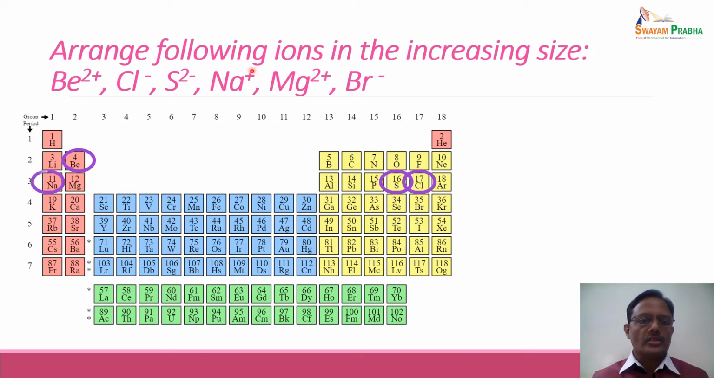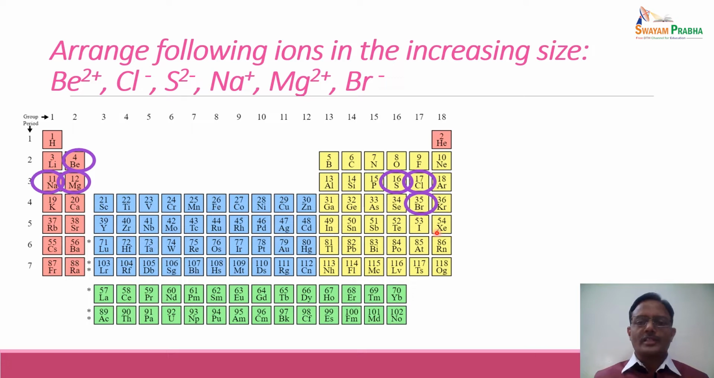Next element is sodium. Sodium is present in alkali metals in group number 1. Next element is magnesium, which is present in alkaline earth metals just below beryllium. And the last element is bromine, which is present below chlorine in the halogen group, that is group 17. So now if we see, there is a cluster of these three elements on the left hand side, and a cluster of these three elements on the right hand side.